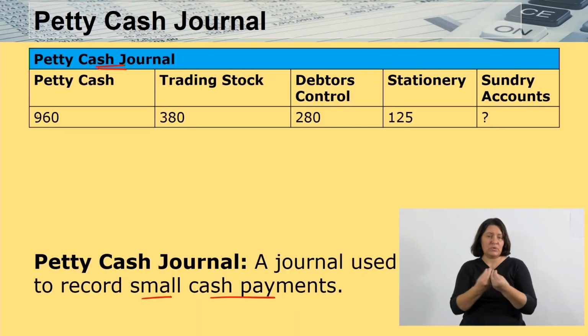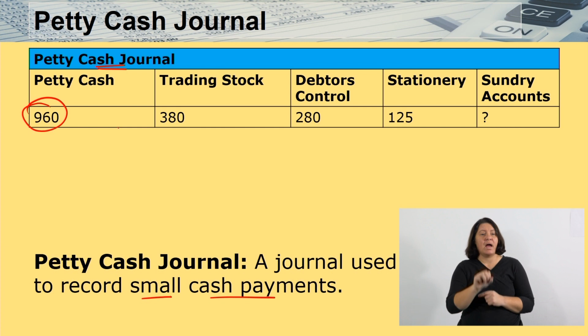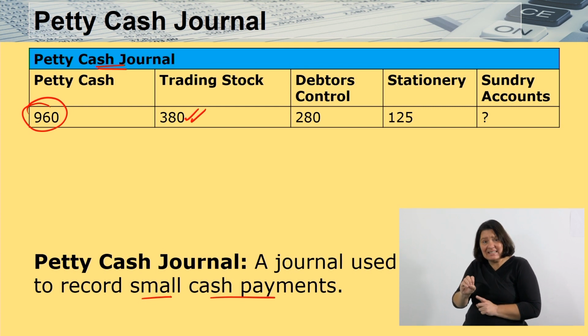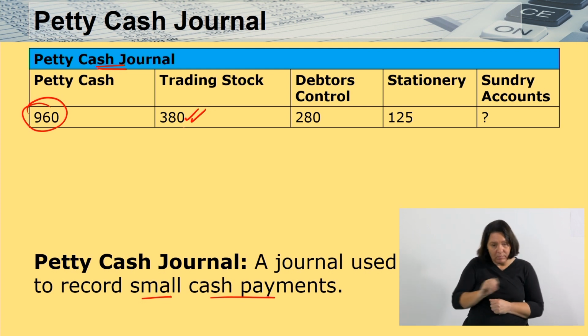I'll repeat again. Whatever we pay to have the stock delivered in the business, we pay that in order to have the stock delivered. Therefore, we will debit our trading stock account. So we come here in our petty cash journal, and you find there is 960, which is the total that we have paid. But of that amount, 380 relates to our trading stock. That means we need to post this to the trading stock account in the general ledger.